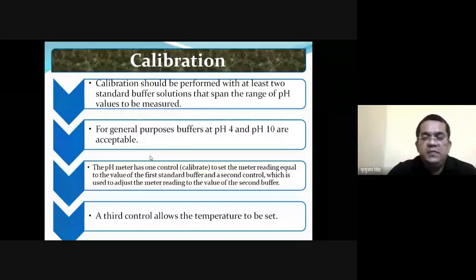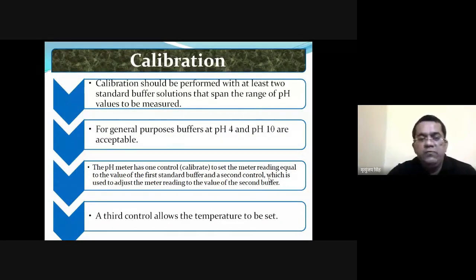The pH meter has one control to set the meter reading equal to the value of the first standard buffer, and a second control which is used to adjust the meter reading to the value of the second buffer. A third control allows the temperature to be set.